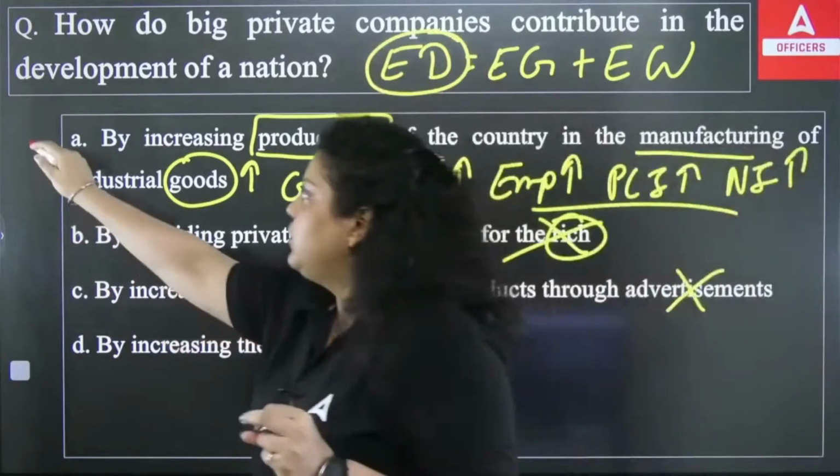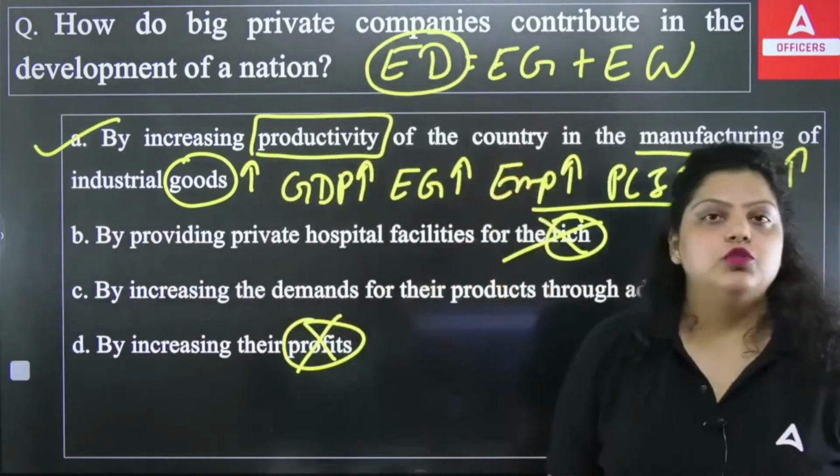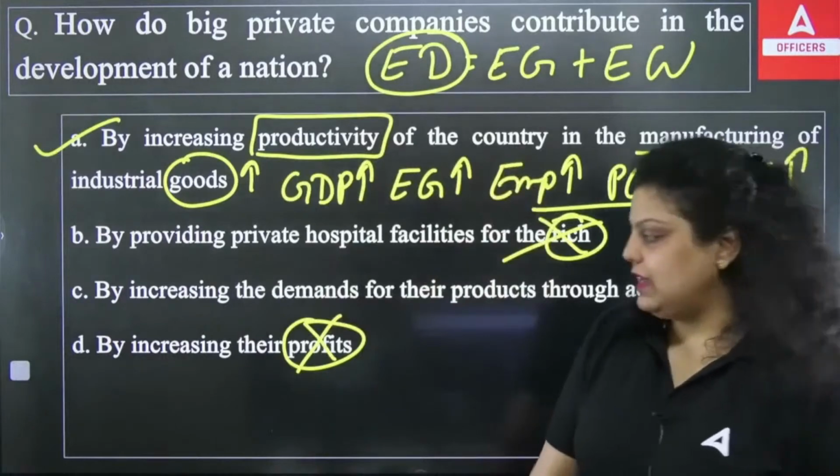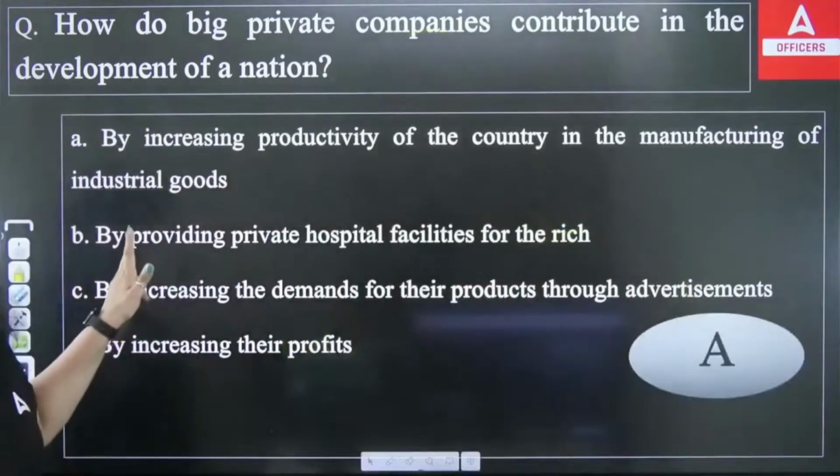And that's why the first option will be correct for the development of the nation. That's the contribution from the side of the private company. Right? So the option here will be A. Clear? Now we are going to talk about the next question.